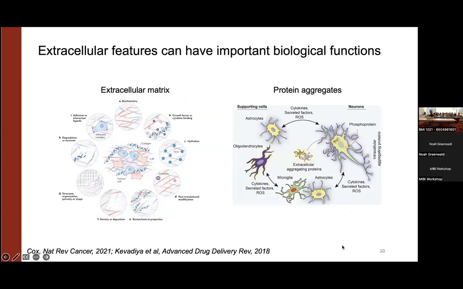So in our images, we capture a whole bunch of stuff, but we usually only focus on the cells. But the extracellular features can have very important biological functions. So these are just two examples here. The extracellular matrix has a growing role in cancer and other kinds of diseases, and protein aggregates have long been associated with various neurodegenerative diseases. And these are just 2 examples. There's all kinds of stuff that you're capturing in your images, but you're really missing out if you're only looking at cells.